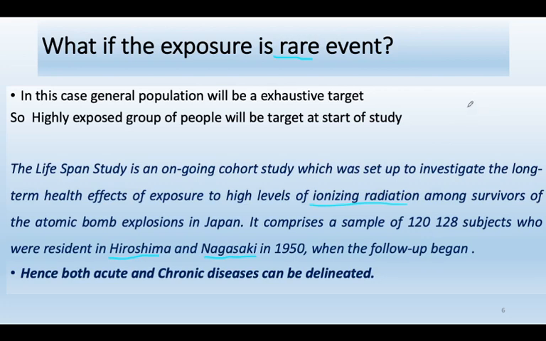All right, and if the exposure is a rare event, you can rely on that event and then collect information, for example, that among Hiroshima and Nagasaki residents the chances of leukemia are high or skin cancer is more. This is how you design a cohort study.